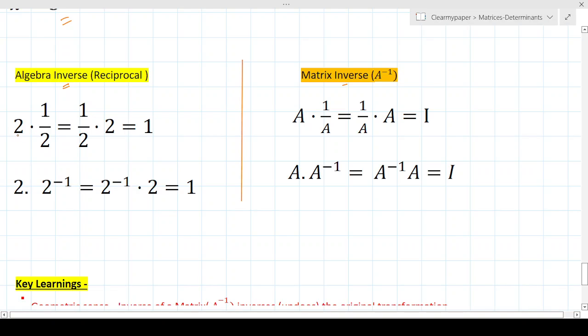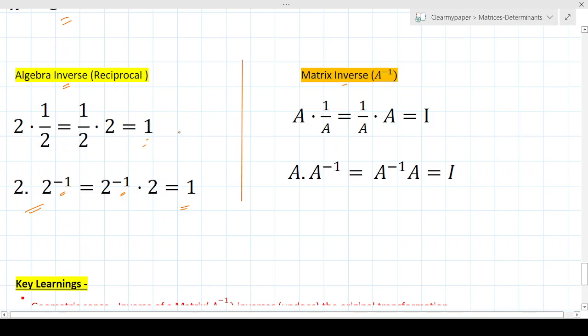What does it mean? 2 multiplied by 1 by 2 is equal to 1 by 2 into 2. It's just reciprocal. The answer is going to be 1. And this can also be expressed in this way, like I discussed. I can move the denominator to the numerator with a negative power, or vice versa. And its answer is still going to be the same. It does not do anything.